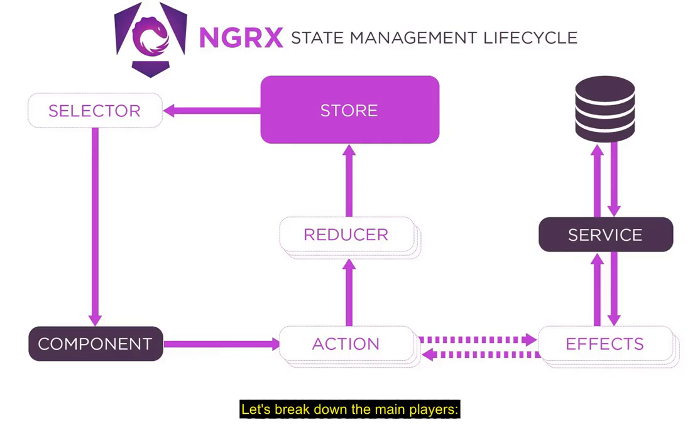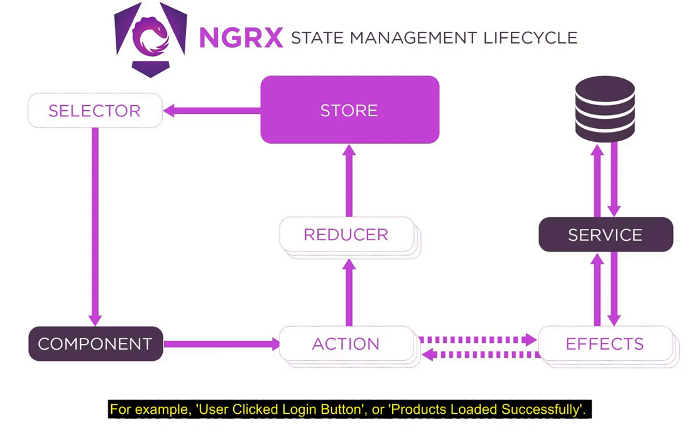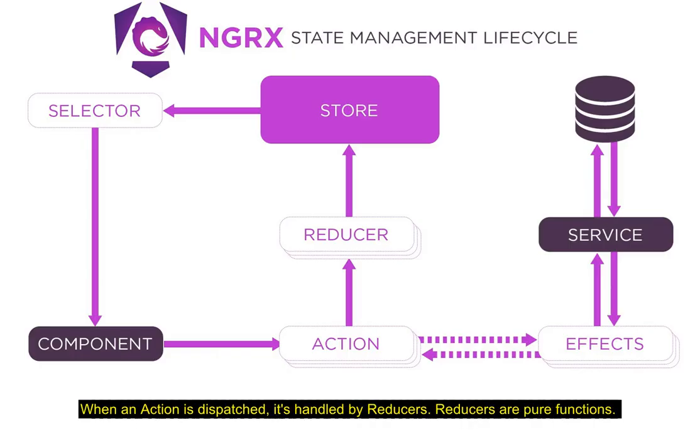Let's break down the main players. First, we have actions. Actions are simple, plain JavaScript objects that describe unique events happening in your application. For example, user clicked login button, or products loaded successfully. Each action has a type property, which is a string identifier, and often an optional payload carrying any data associated with that event. When an action is dispatched, it's handled by reducers.